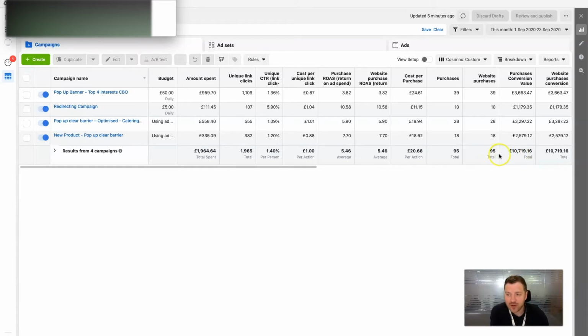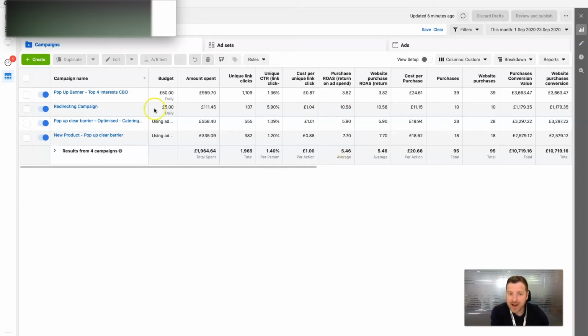You can see they've had 95 orders. It's brought in £10,719 and 16 pence worth of revenue. Obviously, if we round that down to say £2,000 spend, you can see that they brought in about £9,000 worth of profit. Obviously, they'd have to deduct any costs for making the actual product itself, but they've probably got about £4.5 to £5,000 profit in less than a month, just through the Facebook ads. So that's the power of Facebook ads. You can see we're getting them a consistent 5.46 ROAS, which is amazing.